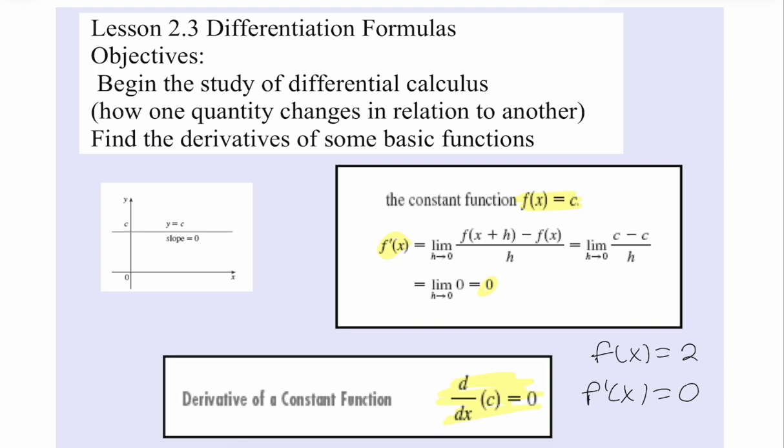So the derivative of a constant is a number. You got to know that. The derivative of a number is always 0, okay?